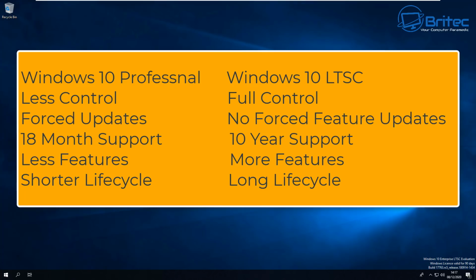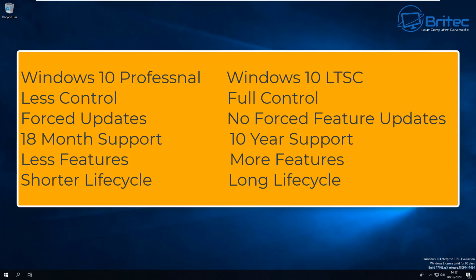So again, this is a pretty nice little build for Windows 10, and it's probably one of the faster ones. Now, what are the differences between Windows 10 Professional and Windows 10 LTSC? Basically, you're going to get less control with Windows 10 Professional over a full control with LTSC, because you get much more control from it. Forced updates are going to be on Windows 10 Home and Windows 10 Professional. Over Windows 10 LTSC, you get much more control over the updates. No forced feature updates are also in place here as well.